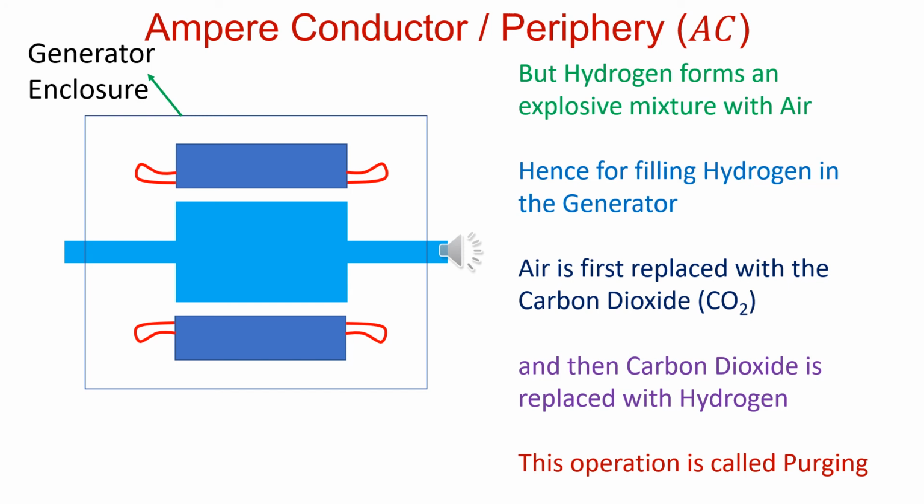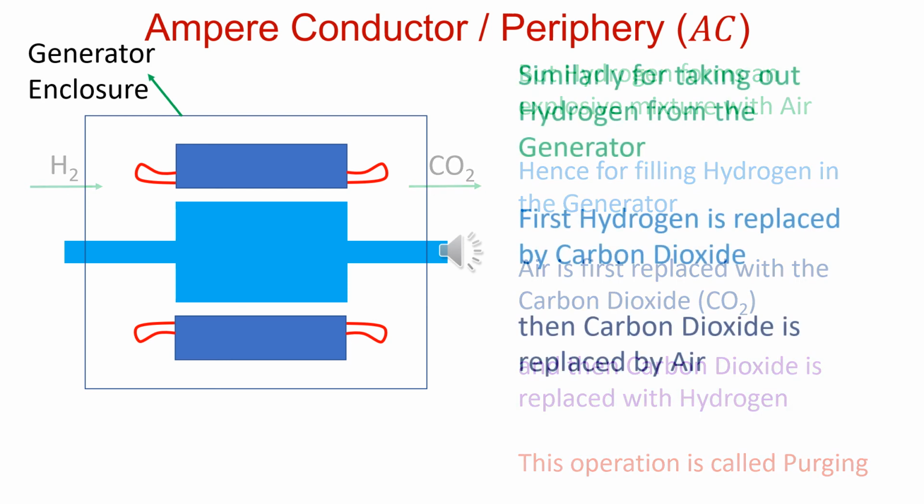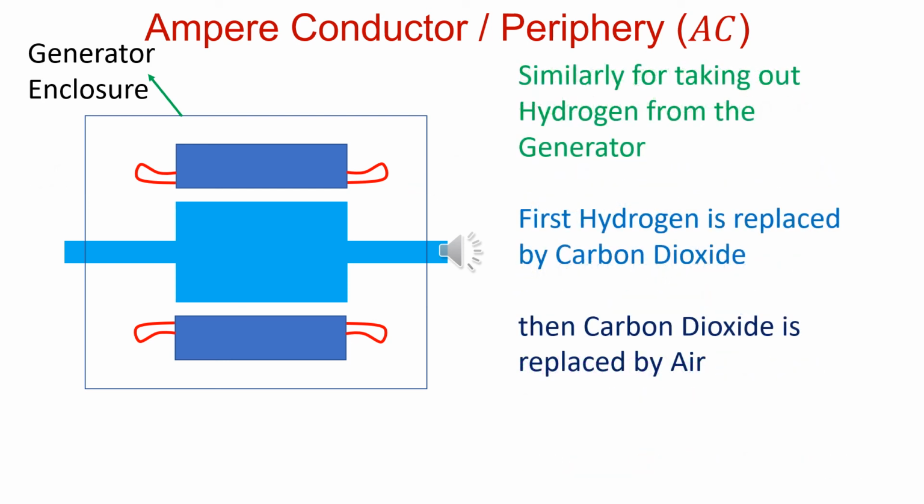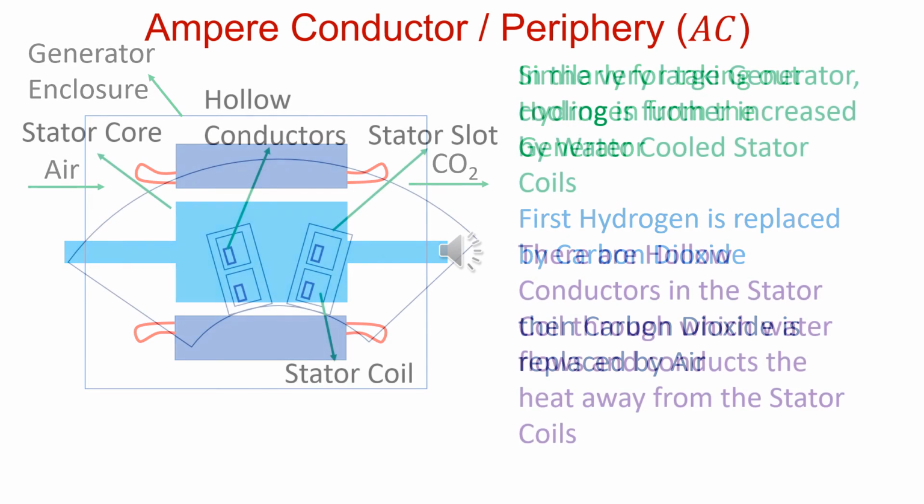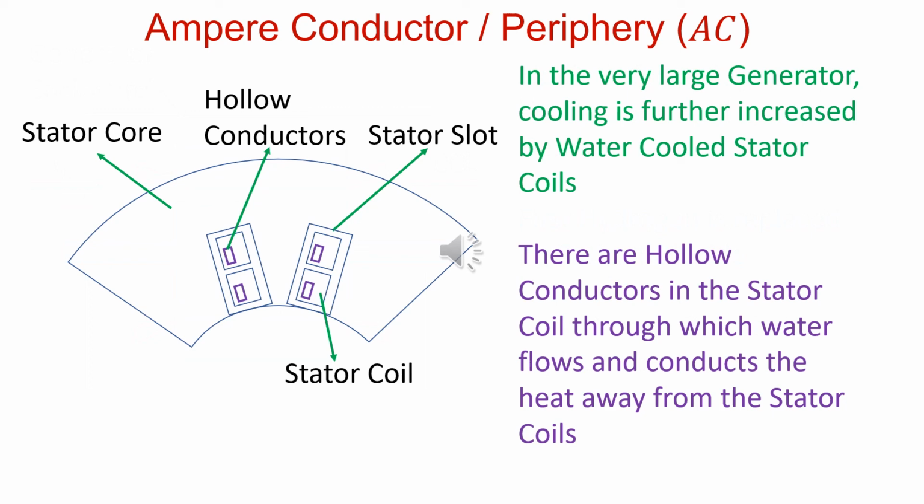But hydrogen forms explosive mixture with air. Carbon dioxide is used as an intermediate medium to fill a generator. Carbon dioxide is an inert gas. Similarly, for taking out hydrogen from generator, carbon dioxide is used as an intermediate gas. In very large turbogenerators, stator winding is also cooled by passing water through hollow conductors in stator winding.